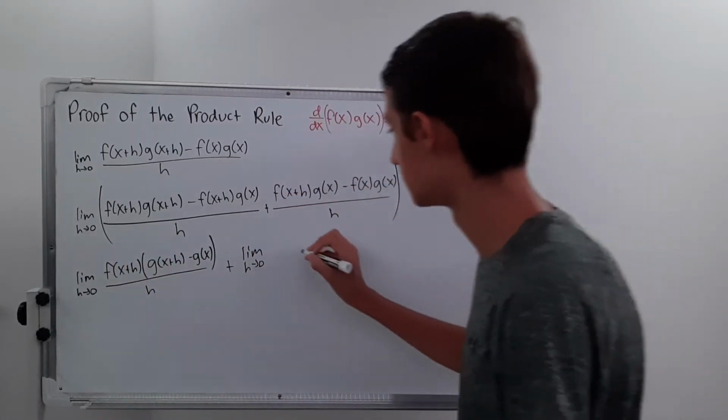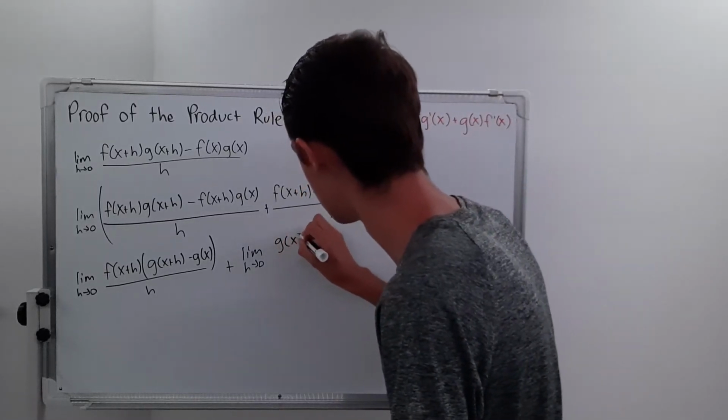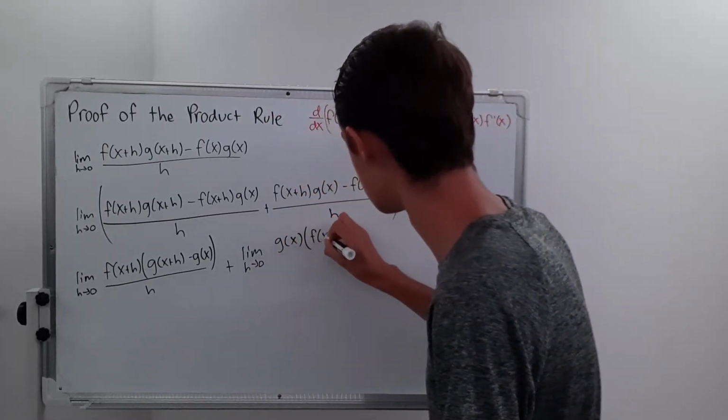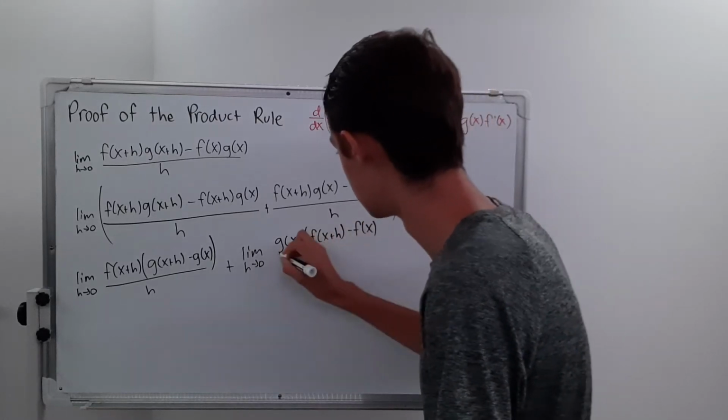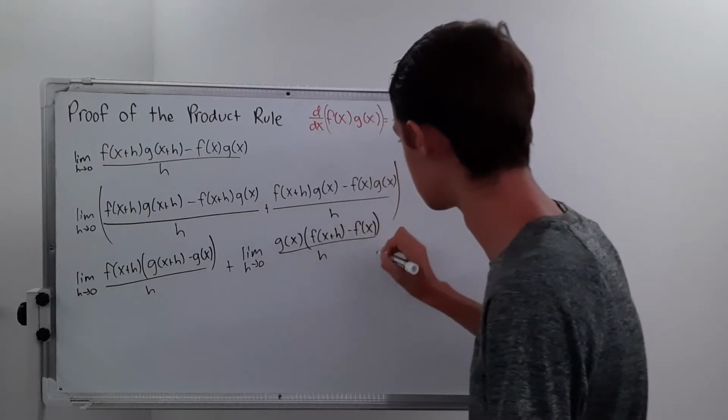And we're going to factor g of x out of here. So g of x, okay, multiplied by f of x plus h minus f of x divided by h. I'll actually close the parentheses there.